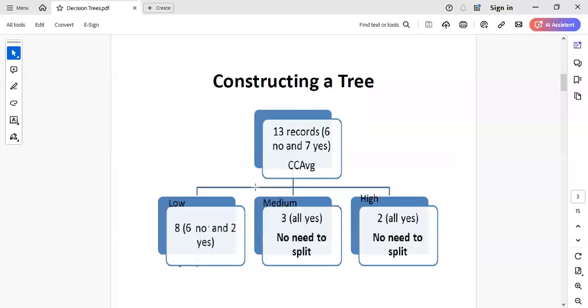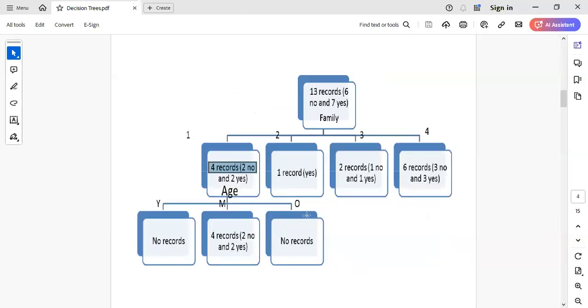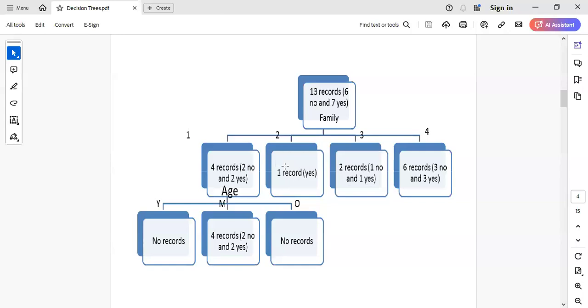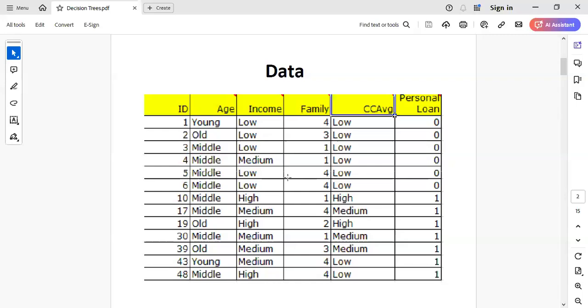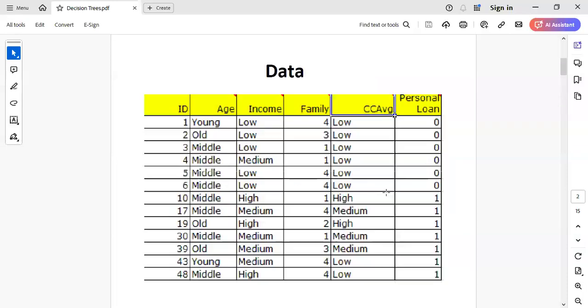Coming to family, category 2, we have a single record that is of class 1. So this can be treated as a leaf node. Coming to family, and the category is 3, we have record 1, record 2. One record is of class 0, the second record is of class 1. That is the reason we have written there are 2 records, one is no, one is yes. Again, this is not a leaf node.